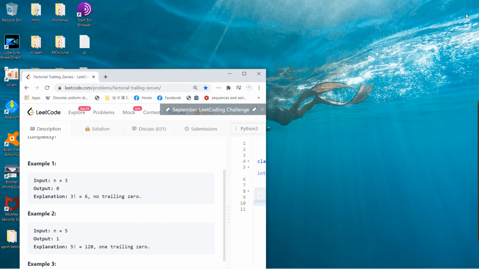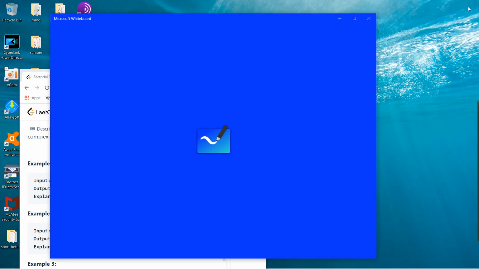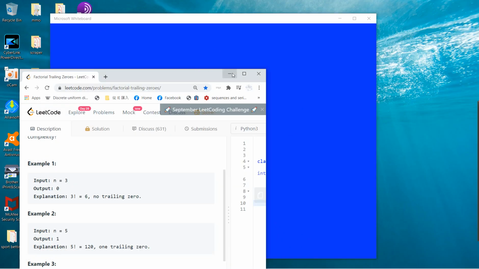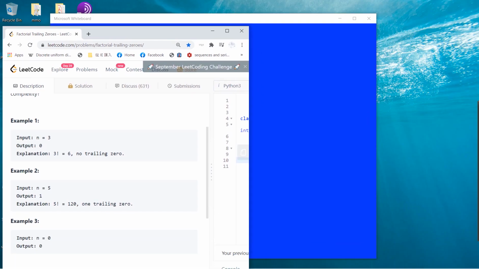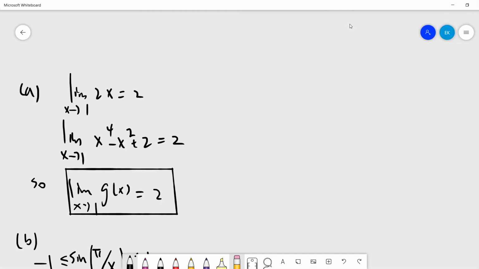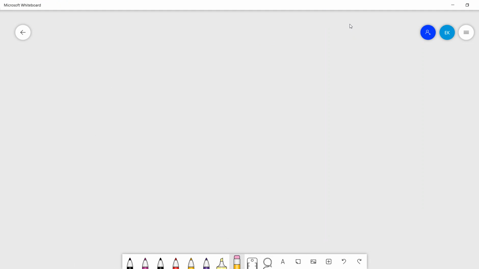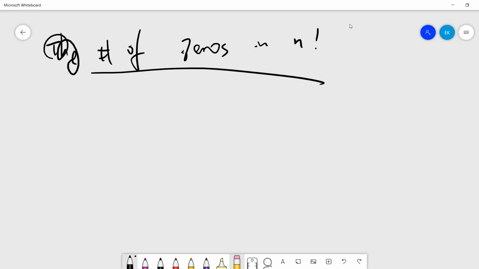Okay, so this question can be solved by mathematics. So let me try to prove the formula for you. The important thing is that all we need to know is how many zeros there are, right? The number theory fact is that 2 and 5 will give you a 0. Okay, so let me explain. The number of zeros in n factorial. For example, 5 factorial is 120, so it has one 0.